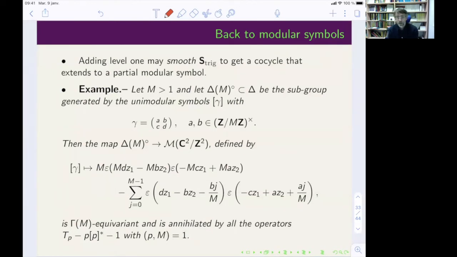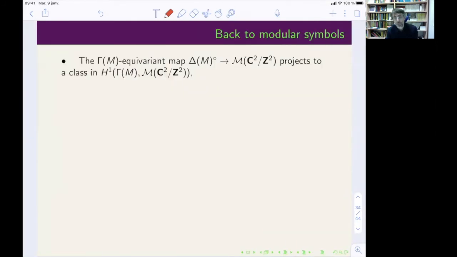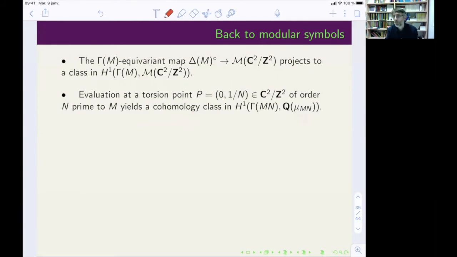At this point, and I'm almost over my time, you may wonder: okay, he's playing with products of cotangent functions. This is fun stuff to do, but why? And I want to give some motivation. The motivation is precisely to build cohomological classes, but non-exotic cohomological classes, more standard cohomological classes. Because, as I said, the gamma m equivariant map gives a class of cohomology with values in meromorphic forms, but now it's really meromorphic forms, so you can really evaluate at some point. And you can choose a torsion point in C2 mod Z2, for example the point (0, 1/n), which is of order n, and I choose n to be prime to big M.